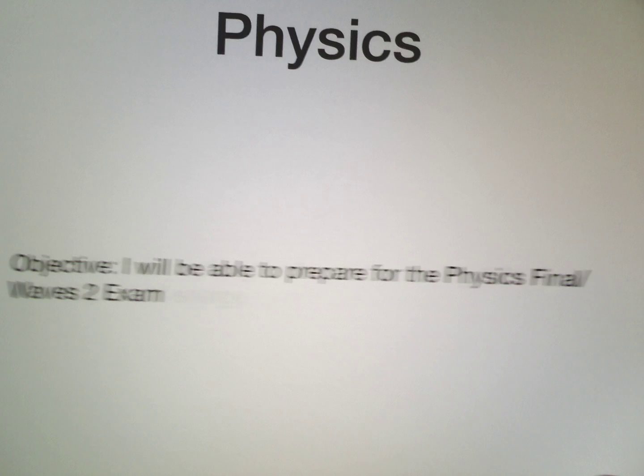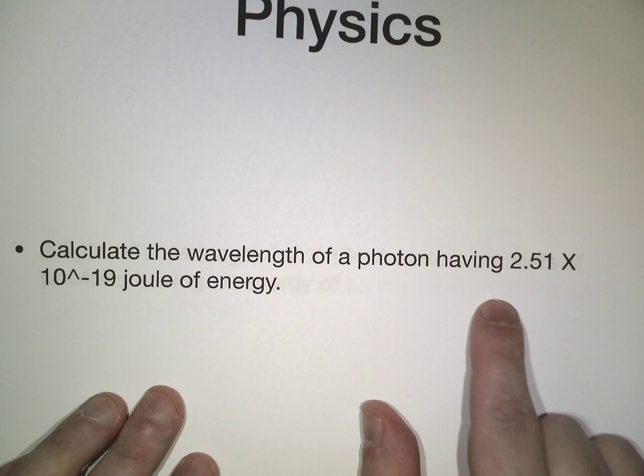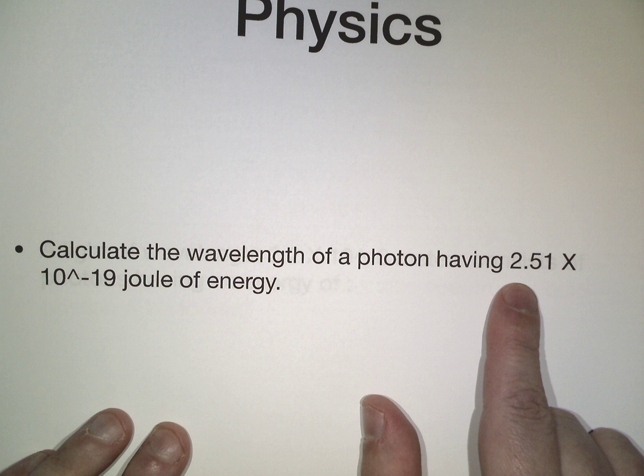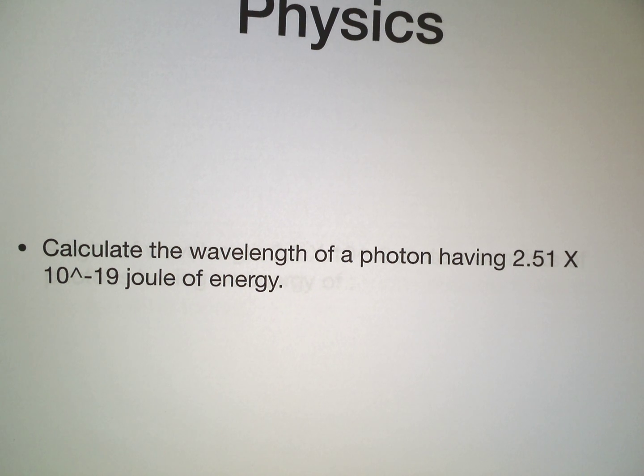All right. Next one. Yay, I will be able to prepare for the physics final exam. Waves 2. Okay. Calculate the wavelength of a photon having 2.51 times 10 to the negative 19 joules of energy. I don't like this. No idea what that is.